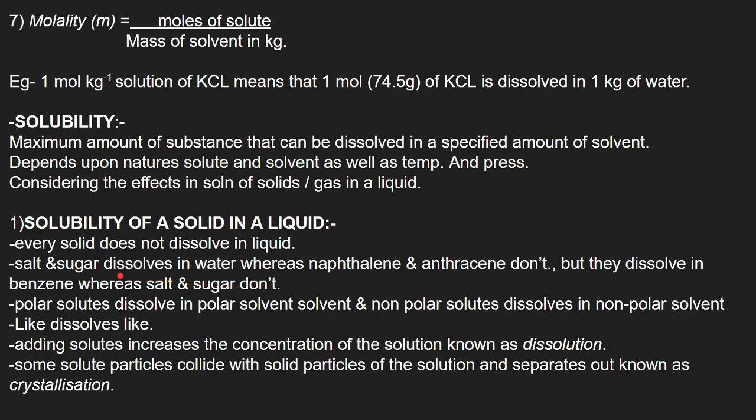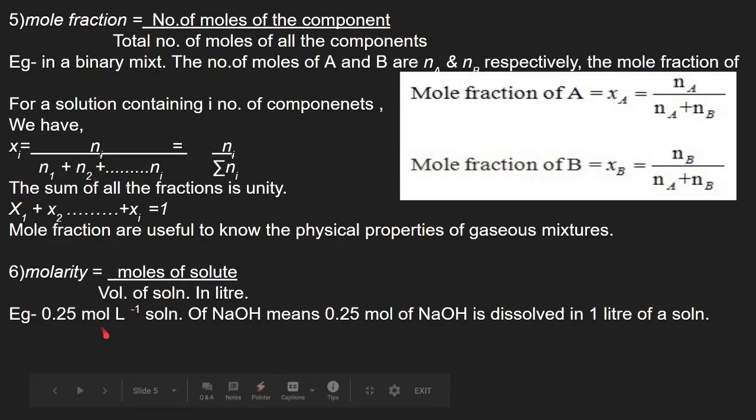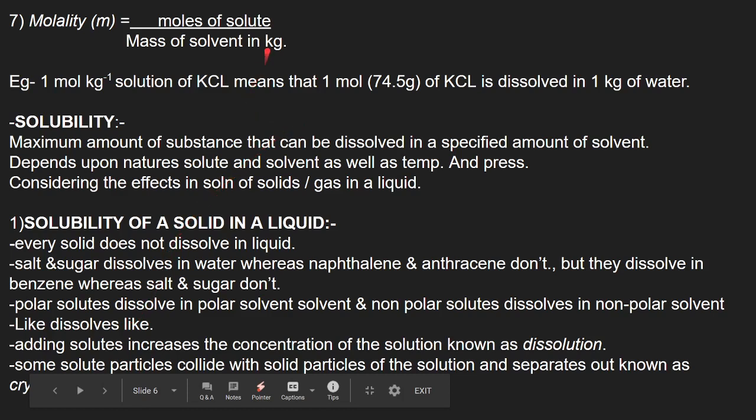Okay, so the example is 1 mole per kilogram. Here it was liter, so it was written as mole per liter, whereas here we are considering mass, which is in kg, so we are writing the unit as per kg. So 1 mole per kg solution of KCl means that 1 mole, which is 74.5 gram, so that's the molecular number of KCl, means that 1 mole, 74.5 gram of KCl is dissolved in 1 kilogram of water.